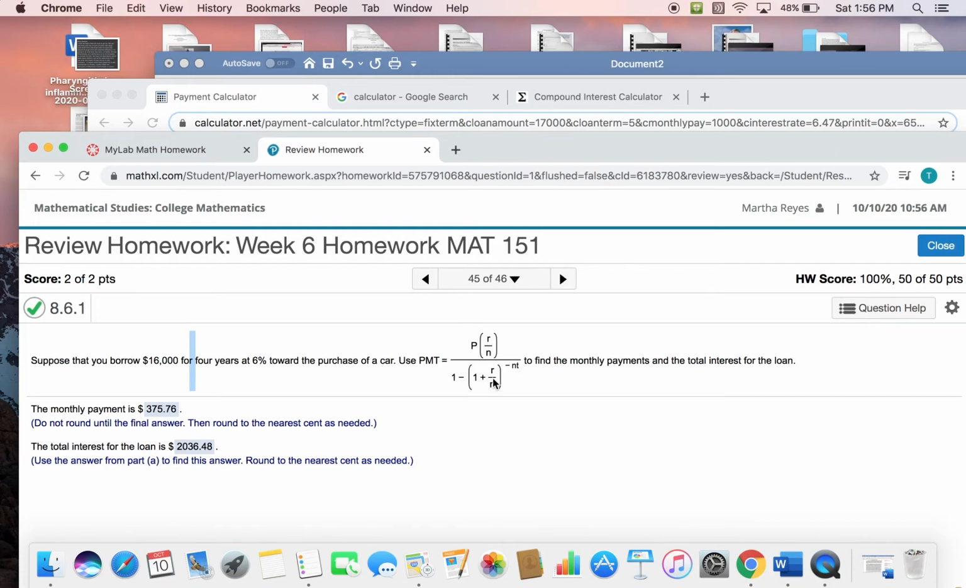0.06 divided by 12 is going to be like 0.005 or something like that when you put it in the calculator. So you have like 1 point, so you do the decimal, you raise it to the negative 48th power, you use 1 minus that, and so that will be your monthly payment, okay? Your monthly payment there. Now, monthly payment then is $375.76.